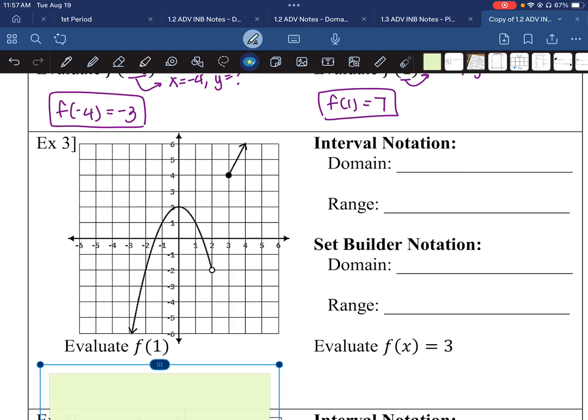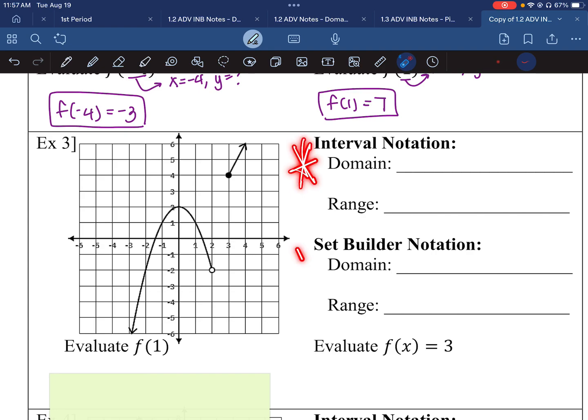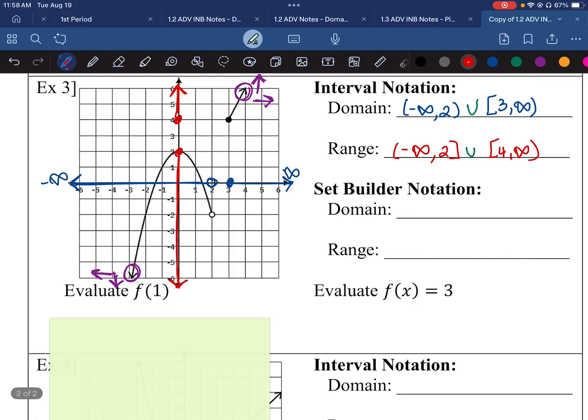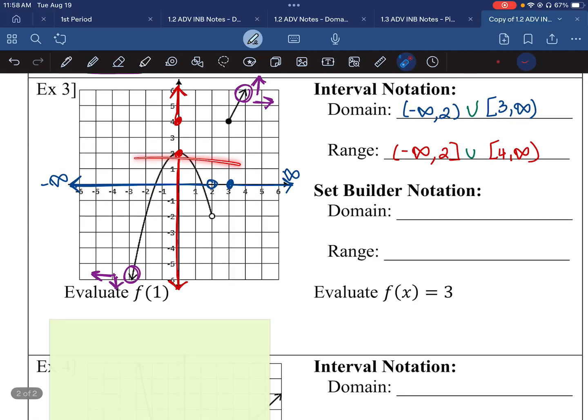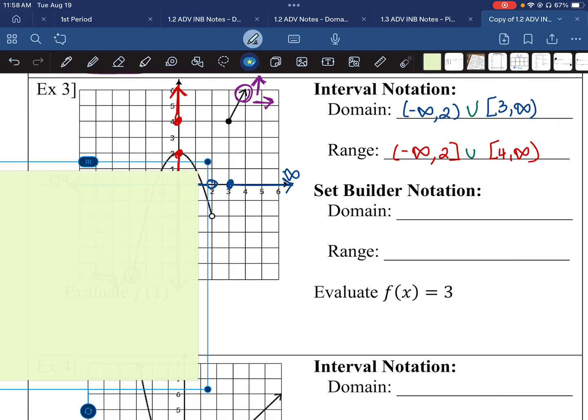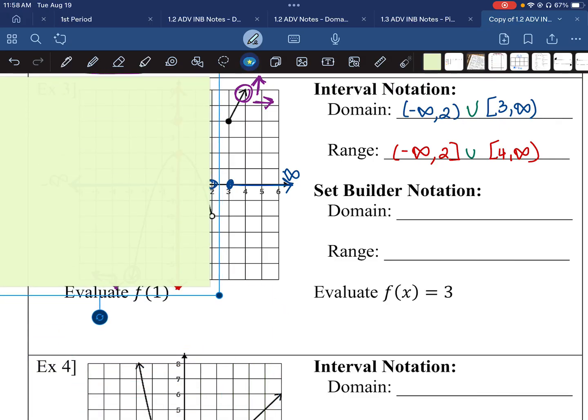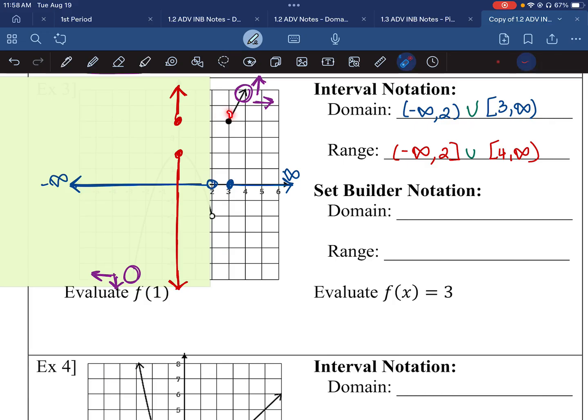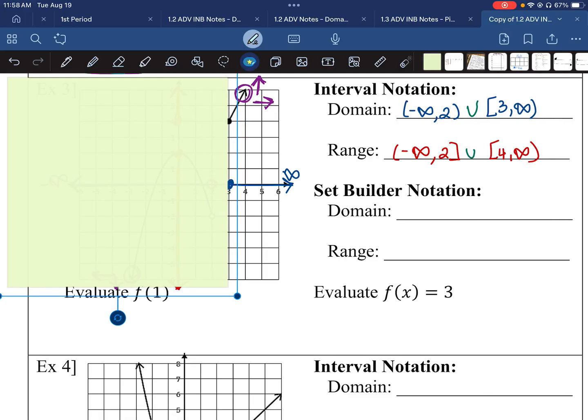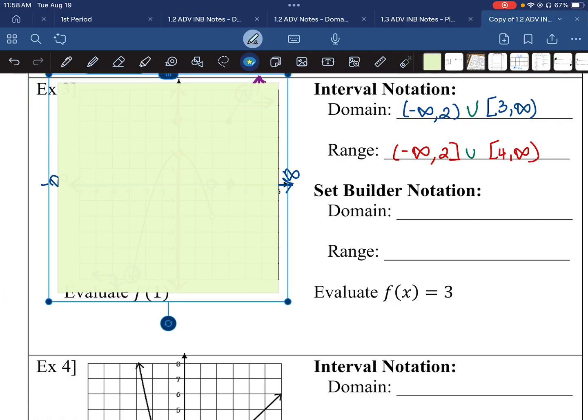Pause the video, try to write the interval notation for domain and range. You can try set builder as well, but definitely try to get interval. Let's see how we can do. Okay, so hopefully we had this shaded region for domain, and we noticed that it went from -infinity and had to stop at 2, because if you use your guide, that 2 does not actually touch this other part of your function. These two are not connected on the same x value, so you do in fact have a gap. You start back up at 3 and it hits the arrow and moves on forever.